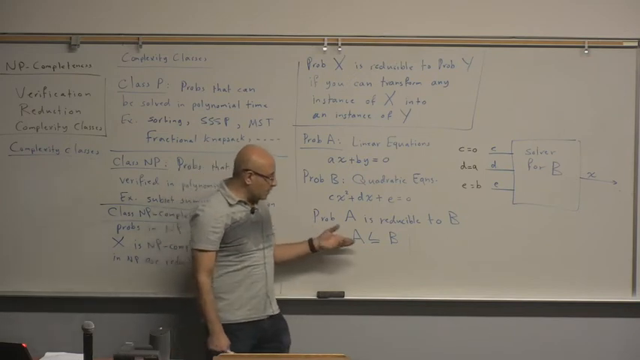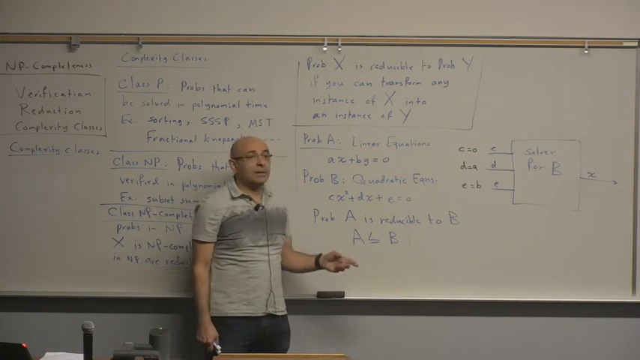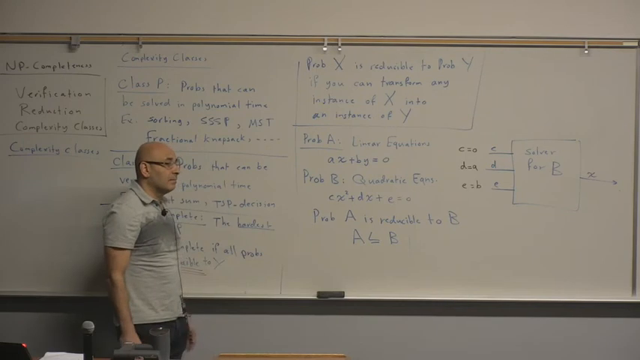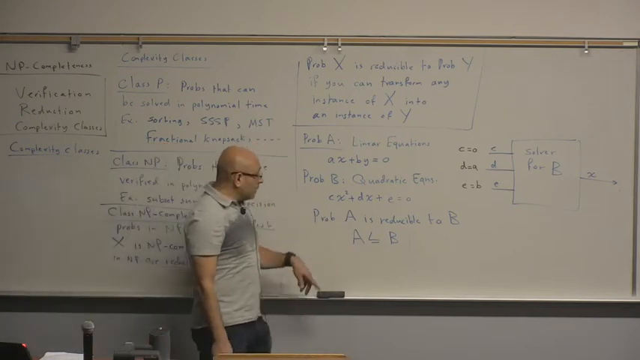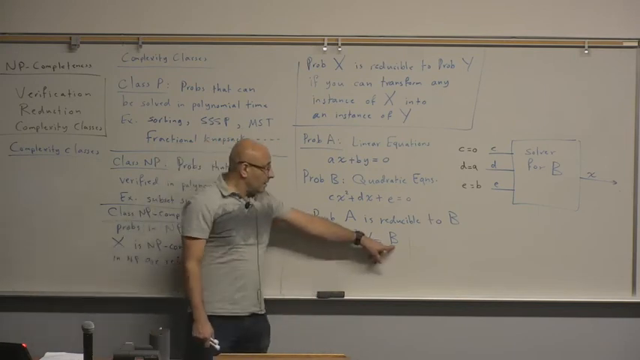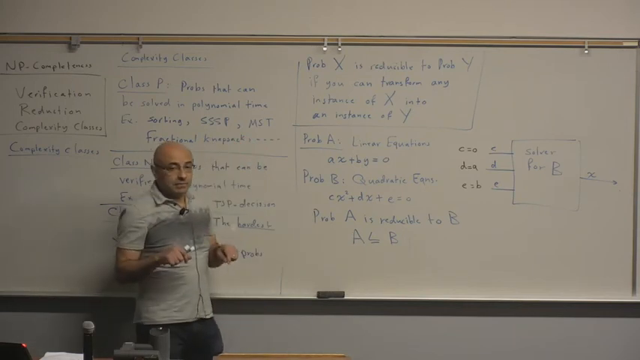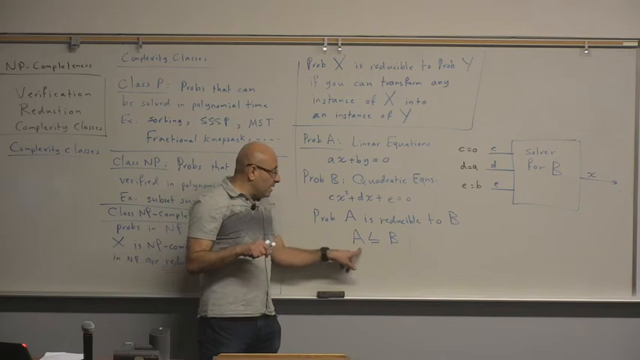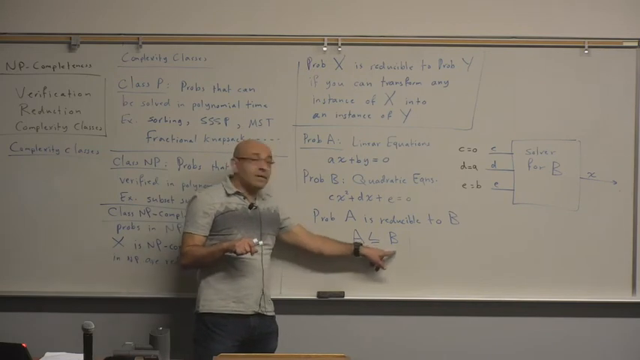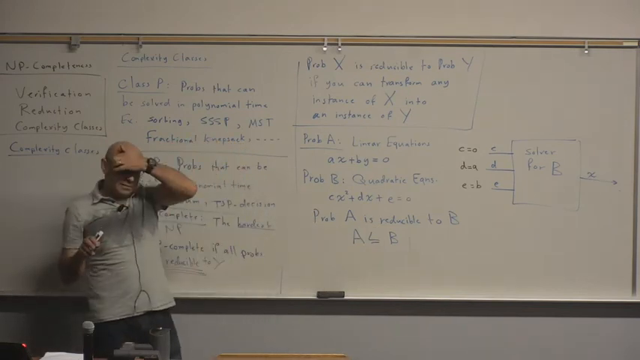Why are we using the less than or equal symbol, and why does it make sense to use it here, and why is it a good mnemonic? Yeah. Because B can be thought of as a superset of A. Yeah, a more general problem. Yes. Or it can be thought of as a harder problem. So if you can reduce A to B, then B is harder than A, or at least they're both at the same level of difficulty. So if you can reduce A to B, then A is less than or equal to B in difficulty. So here we are comparing the levels of difficulty.